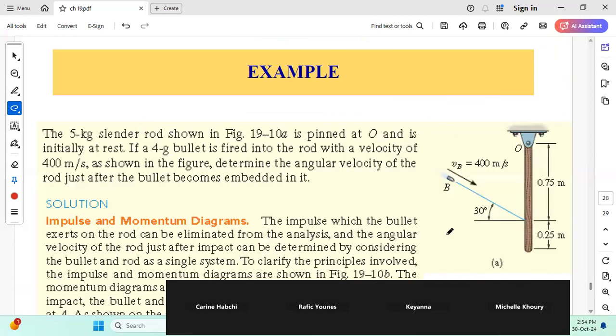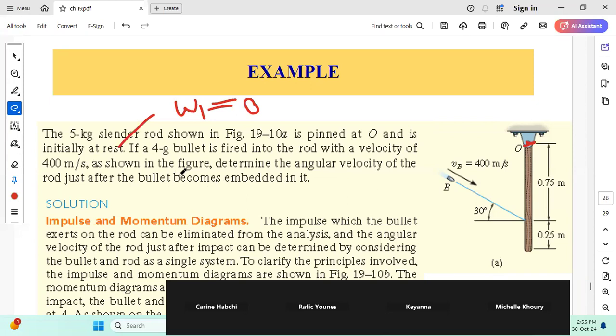Another problem: a 5 kilogram slender rod shown in the figure is connected with a pin at O and is initially at rest. So omega 1 is 0. If a 4-gram bullet is fired into the rod with a velocity of 400 meters per second, as shown in the figure, determine the angular velocity of the rod just after the bullet becomes embedded in it.